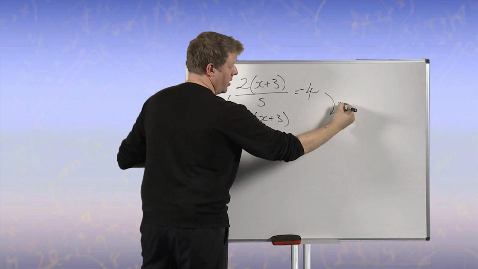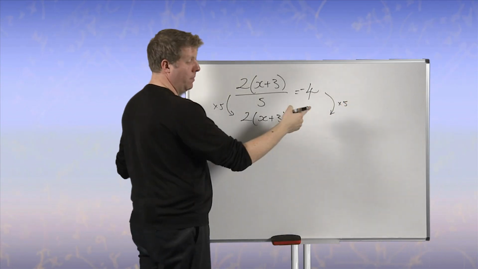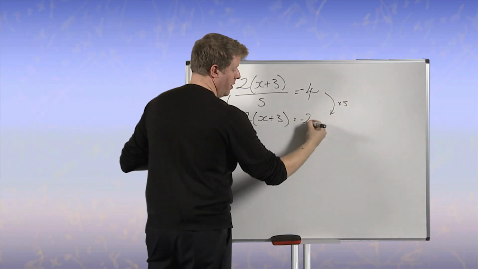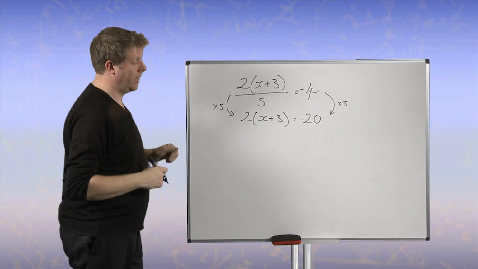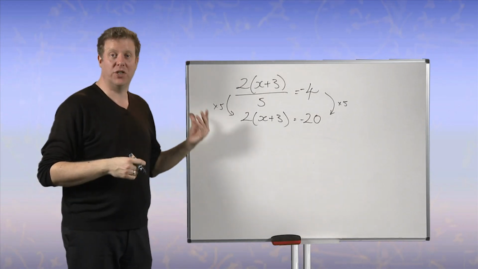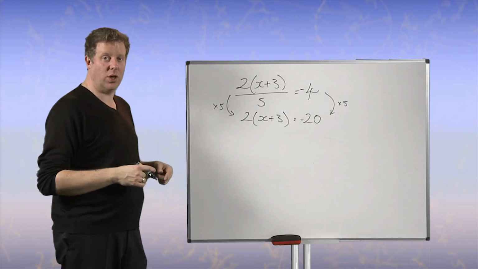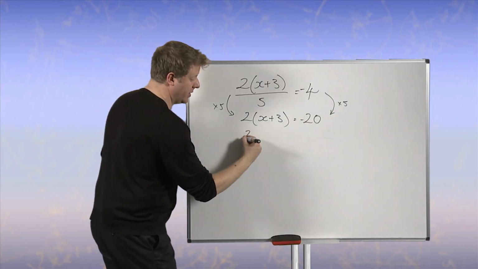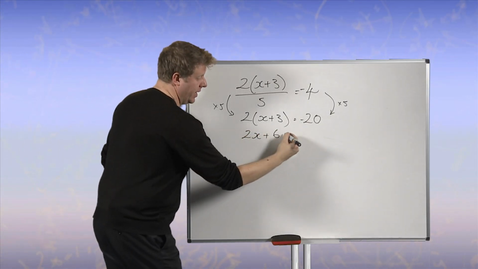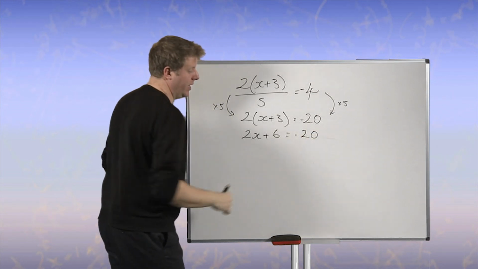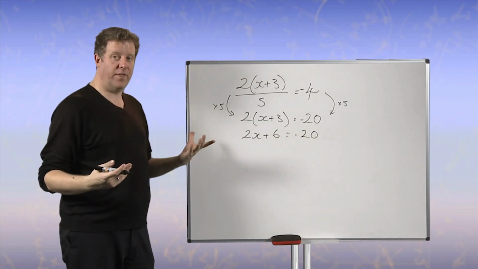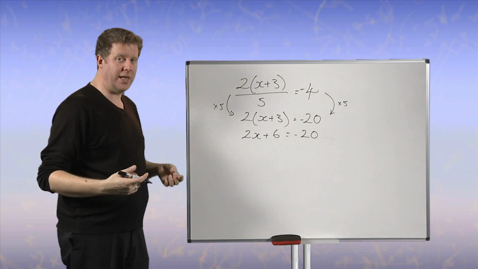And on our right-hand side, minus 4 multiplied by 5 is minus 20. And now we've changed it into an equation that has brackets in it, and we've just seen how to work those out. Multiply out the brackets to give us 2x plus 6 equals minus 20. And then whichever is your preferred method for solving, you can use now.